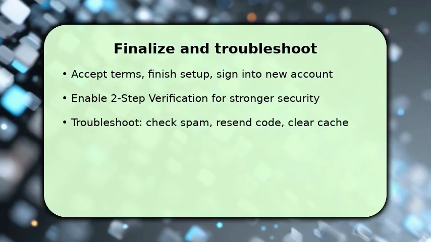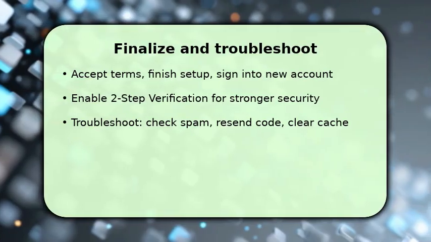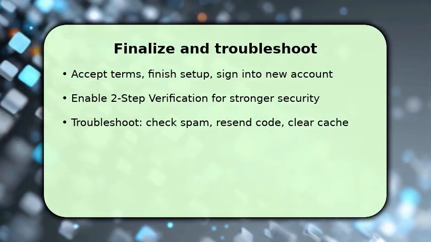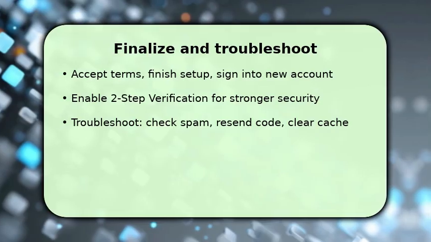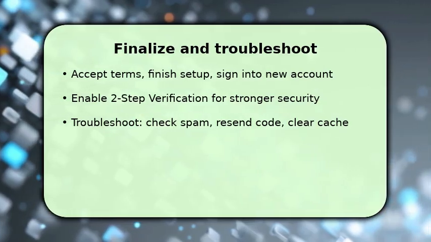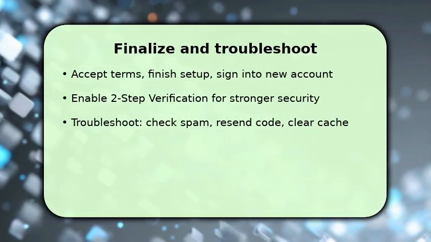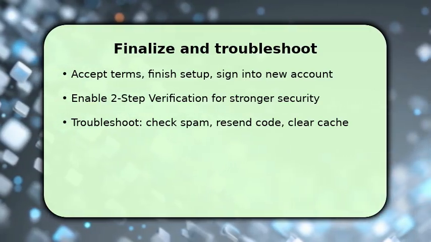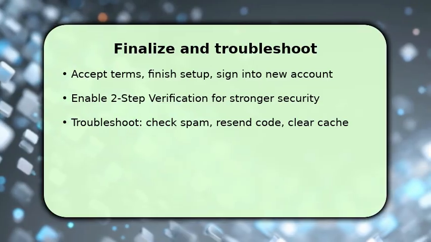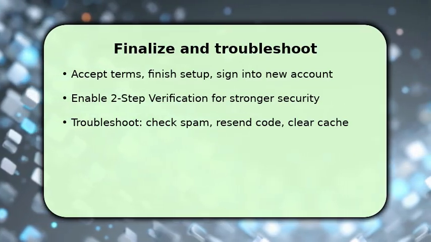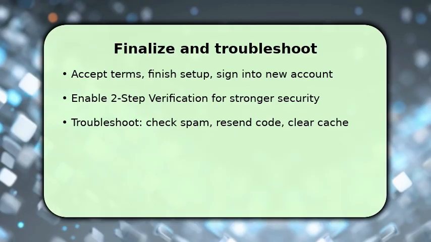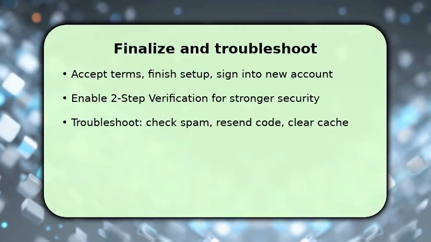To finish, accept Google's terms and click Create Account. Sign in immediately to confirm everything works. Enable two-step verification now for stronger security using SMS, Authenticator app, or backup codes. This prevents unauthorized access. If something goes wrong, try resending the verification code, check your spam folder if using email, or clear your browser cache and retry.